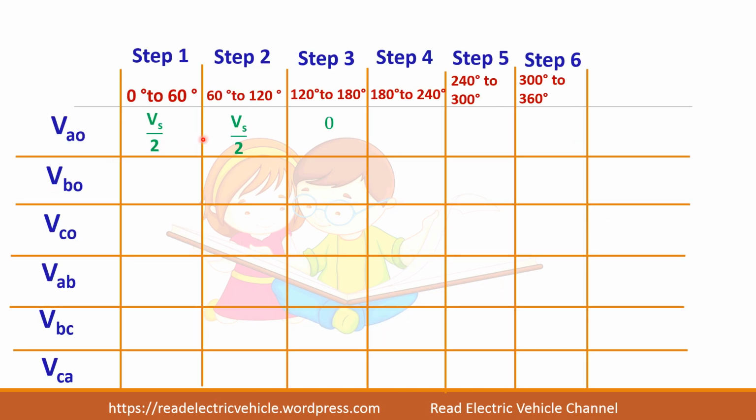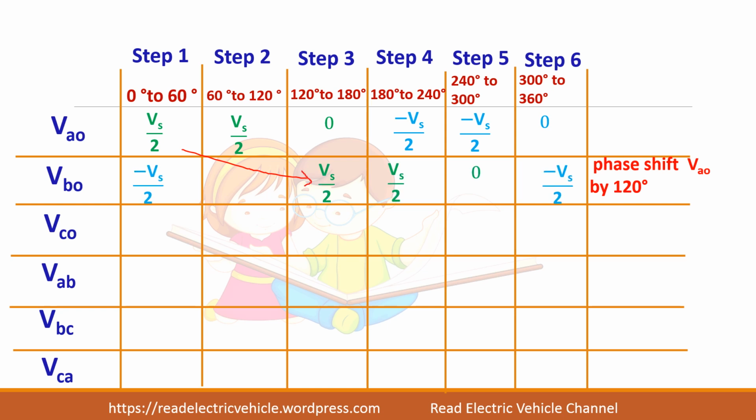So let us fill up the table for VAO. So VAO, you are getting this one. So what is VBO? Simply phase shift by 120 degree. So this part should come here. So this should come here. So fill it up. And again for VCO, it should start at 240. There will be a phase shift of 240 degrees. So fill it up.